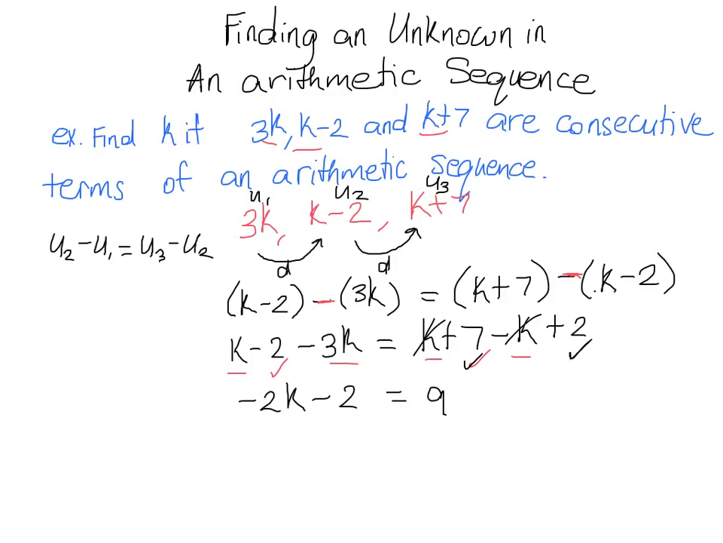Alright, so let's get our numbers over to the right. The k's can stay to the left, so we can add 2 to both sides. And we get that negative 2k is equal to 11. Finally, we can divide both sides by negative 2, and we get that k is equal to negative 11 over 2.